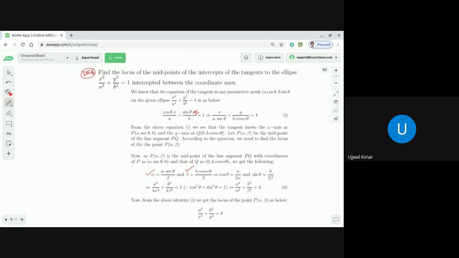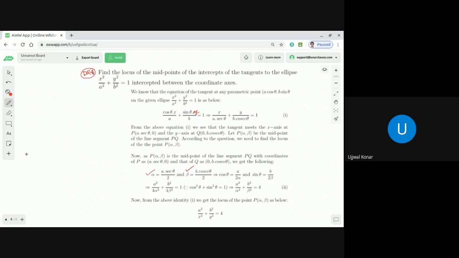Okay, then you should think about why you didn't do it the first time. Because all you need is to know the generic equation of a tangent at any parametric point a cos theta comma b sin theta on the given ellipse x square by a square plus y square by b square equal to 1. If you do not know, then you need to go to the relevant theory. I understood it, sir. Okay.